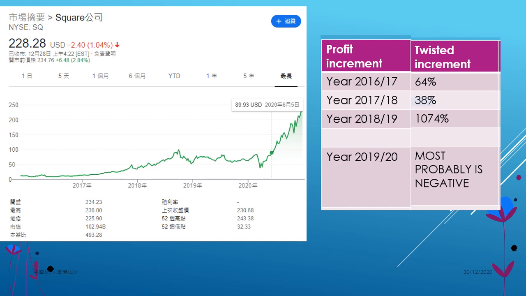Okay, from 19 to 20, that means from early beginning of 20 to end of 20, most probably the net profit growth is negative, but the price goes up very sharply. You can see it goes up from 32 a year before to 243 at the end of 2020. That means nearly 6 times. What happened? Let us see what happened.